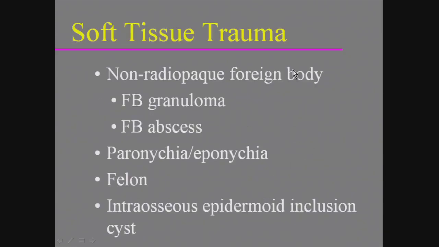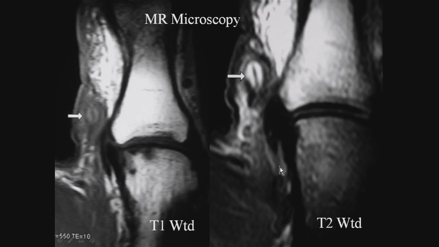We'll finish up here in the last couple of minutes just with soft tissue trauma in the fingers. So here we've got non-radiopaque foreign bodies which result in foreign body granulomas or abscesses. Infection in and around the nail bed can develop as a result of trauma, so paronychia, eponychia. You can get abscesses as a result of penetrating trauma, and then also intraosseous epidermoid inclusion cysts or epidermal cysts in the bone as a result of penetrating trauma. So a couple of examples.